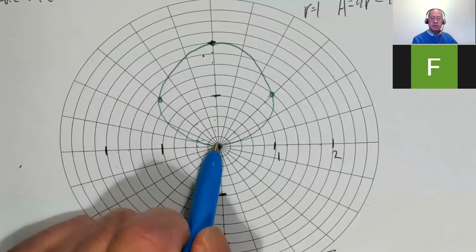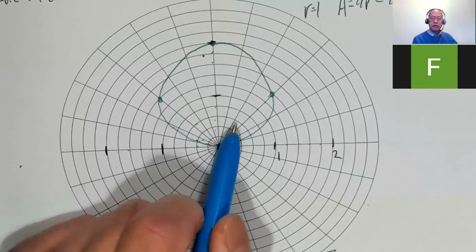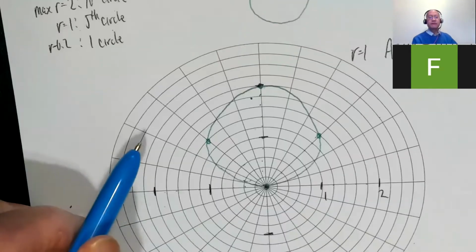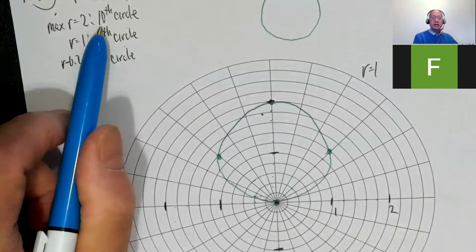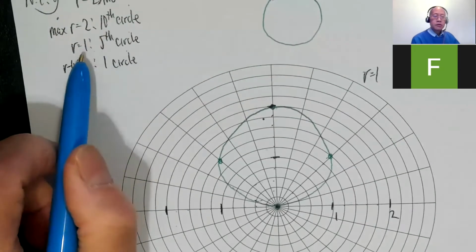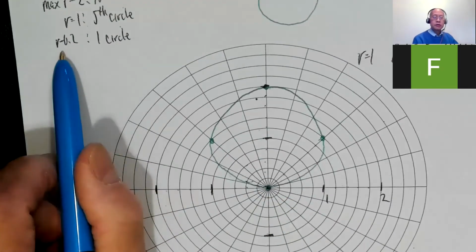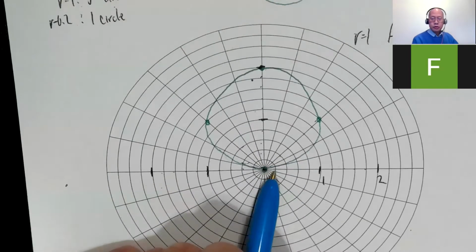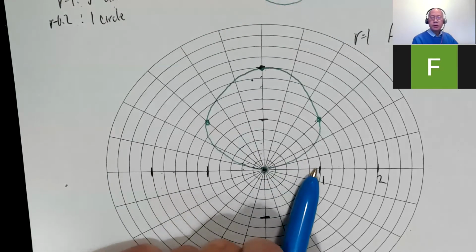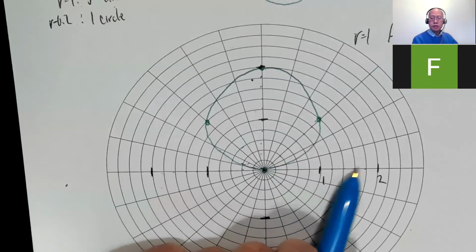That means each circle is 1/7, 2/7, 3/7, 4/7. That's not very comfortable. So we'll just make this the 10th circle, which means r equals 1 is 5 circles, and any one circle is 0.2. So that's 0.2, 0.4, 0.6, 0.8, 1, 1.2, 1.4, 1.6, 1.8, and 2.